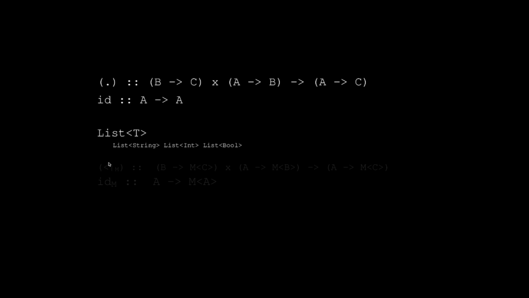Suppose that M is some generic type, so it accepts some other type as its parameter. We can define the function composition operator so that instead of returning a value of a given type, it returns a generic type parameterized with that type. And we can adjust the type signature of the identity function to make it usable with this generalized composition.